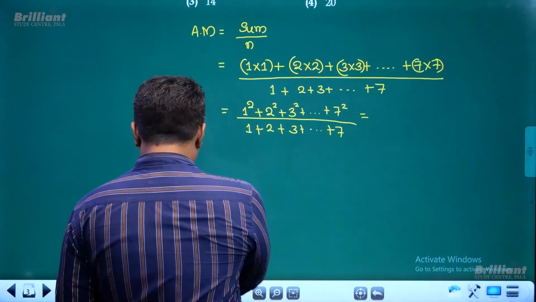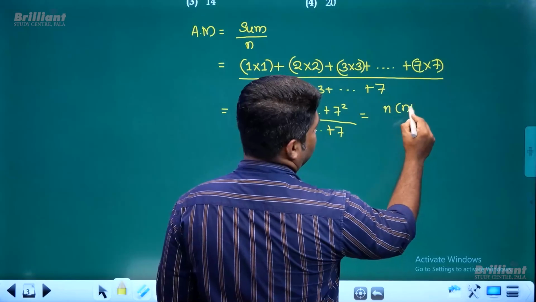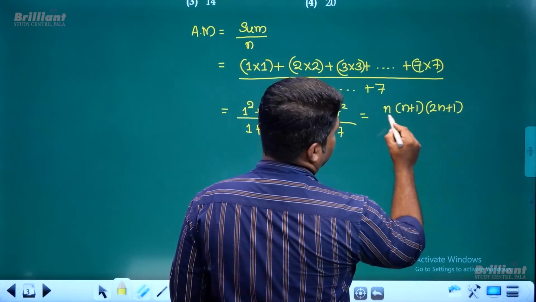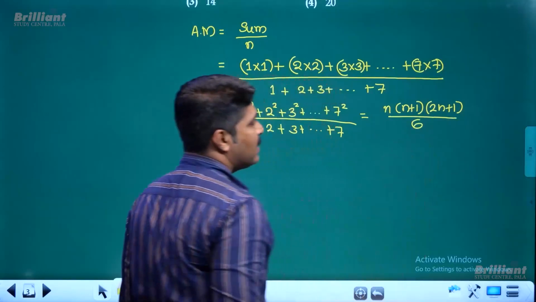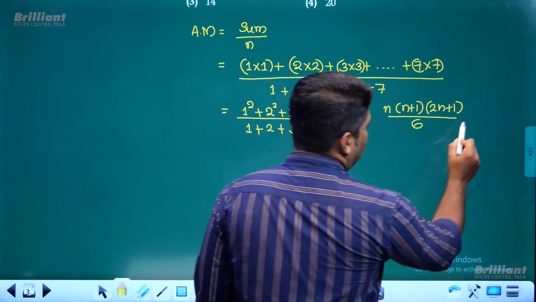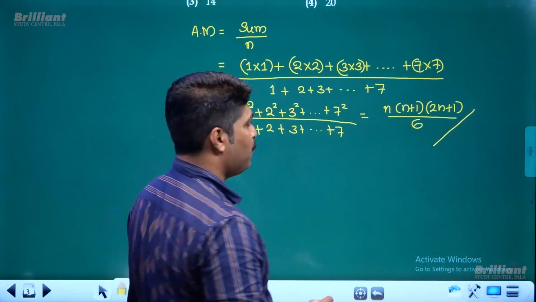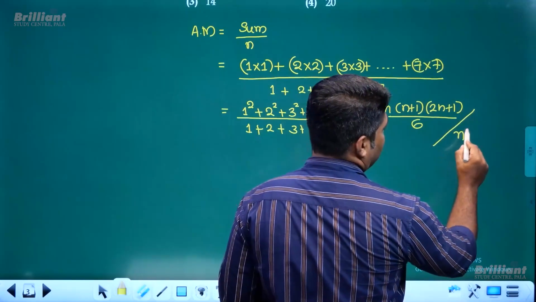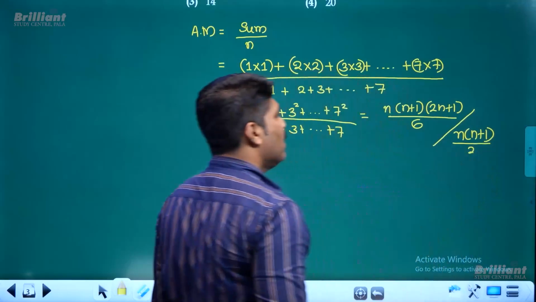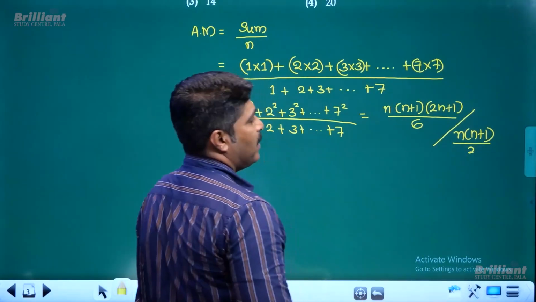Sum of first n natural squares, that is n into n plus 1 into 2n plus 1 divided by 6. And in the denominator, that is the sum of first n natural numbers. How to find it? That is n into n plus 1 by 2. So if you are doing this simplification, we can directly simplify the values like this.